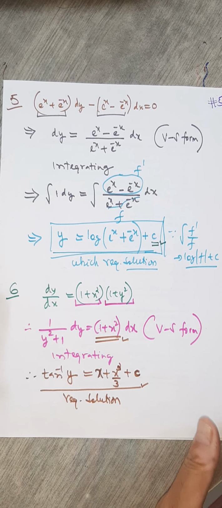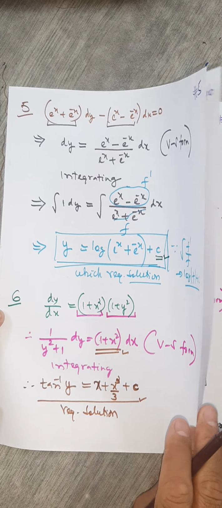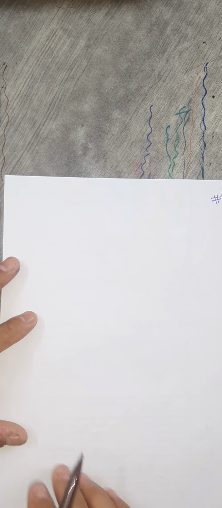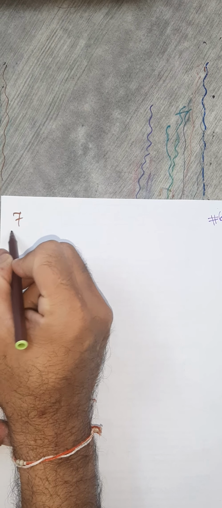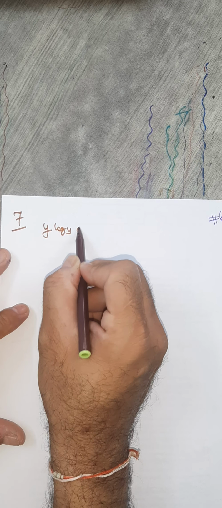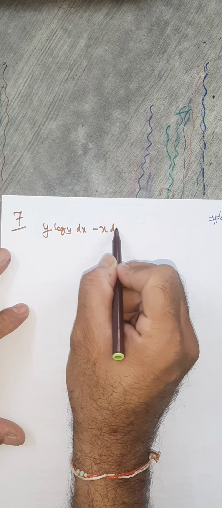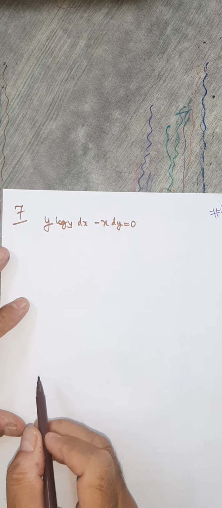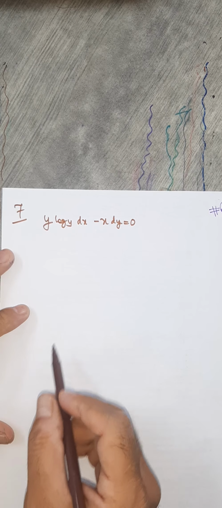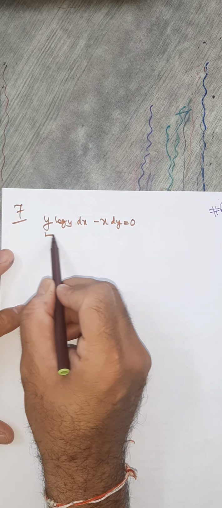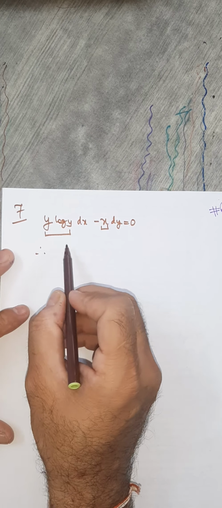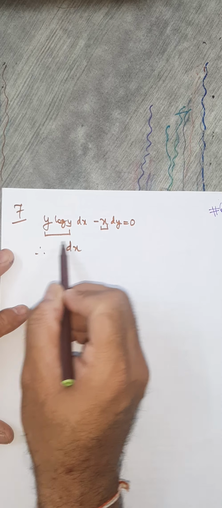Okay. Next question. Question number 7th. In the 7th question, you have y into log y dx minus x dy equals to 0. Right. So you must have noticed here, you see this is about a variable y, this is about a variable x. So take x down, y dy over here. So I'm just doing that here, dividing by x.